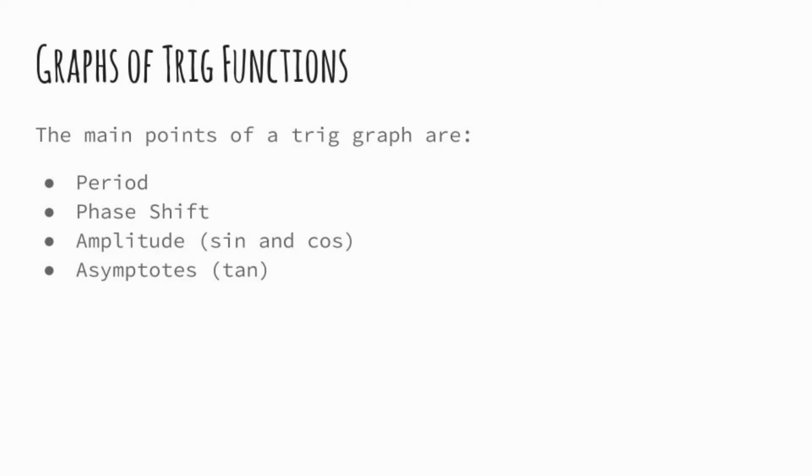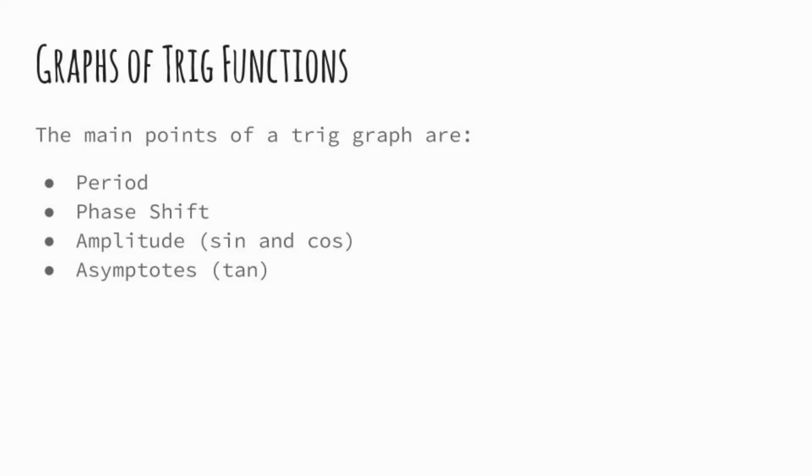Now let's talk about the basic trig functions. The main points of a trig graph are the period, phase shift, amplitude, and asymptotes. When you are graphing functions that are transformations of the basic trig functions, these main points are changed. The amplitude of the sine and cosine graphs is the maximum and minimum y value that the graph will reach. The amplitude is given by the number multiplying the outside of the sine or cosine function.